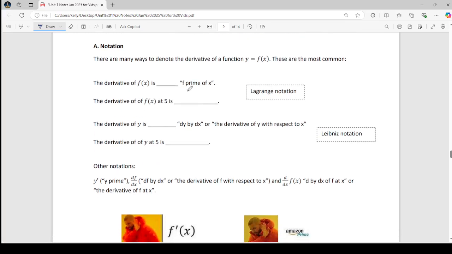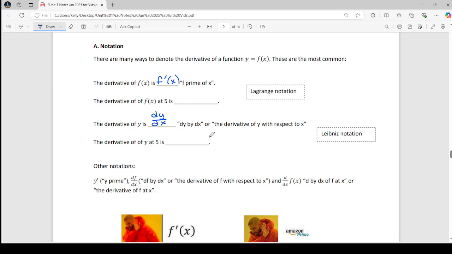So this is a really important part of calculus, so there are many ways to denote the derivative of this function. And it kind of just depends on how you're given the function. So if you're given the function as f of x, the derivative is f prime of x. And if you're given the function as y equals, the derivative is dy by dx, or the derivative of y with respect to x. We normally just say dy by dx.